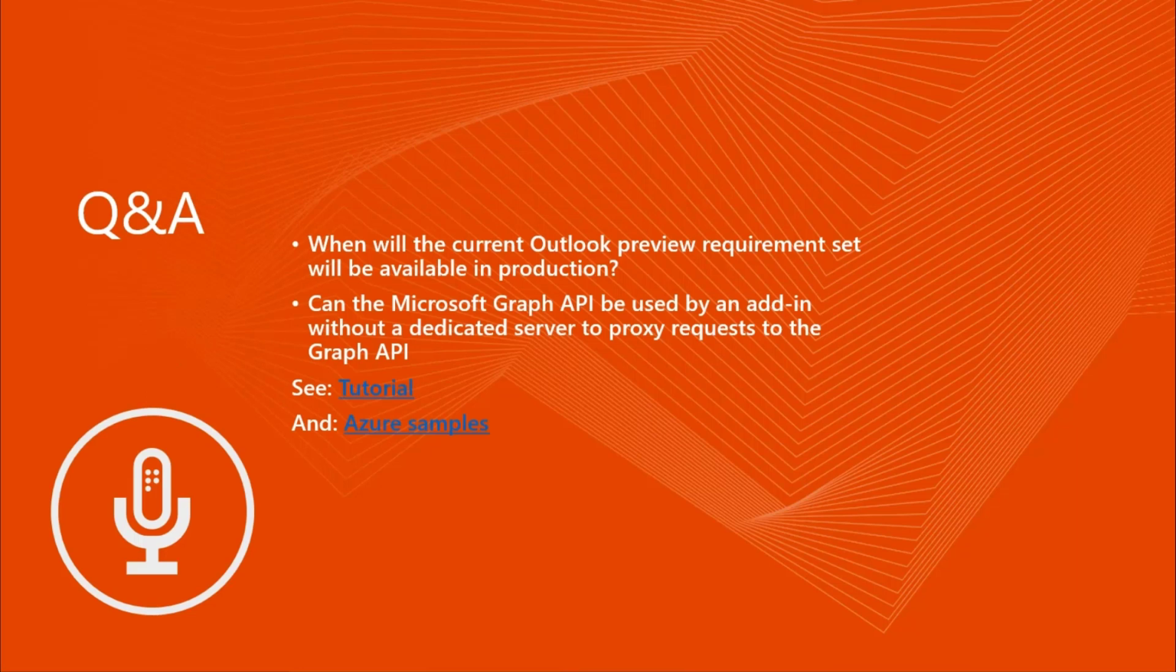And then I wanted to do some Q&A. So we had a couple of questions come in on the Office call. There's a form they can fill out before the call and say if you have a question, and we'll take a look at it. So one question we had was someone was asking, when will the current Outlook preview requirement set be available in production? And I think specifically they're looking for event-based activation to be out of preview.